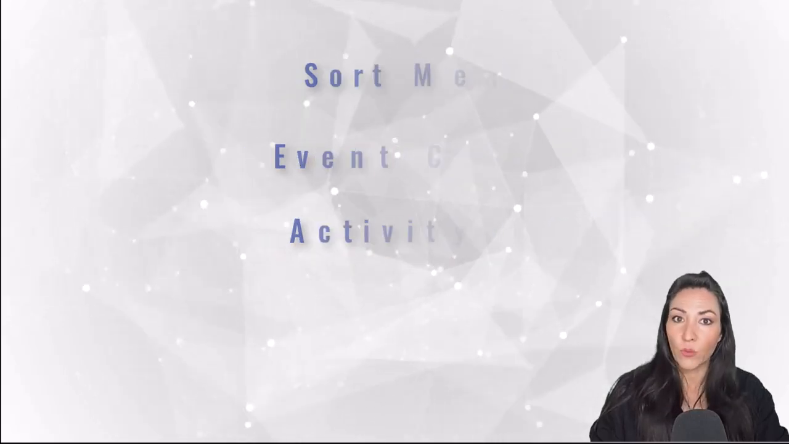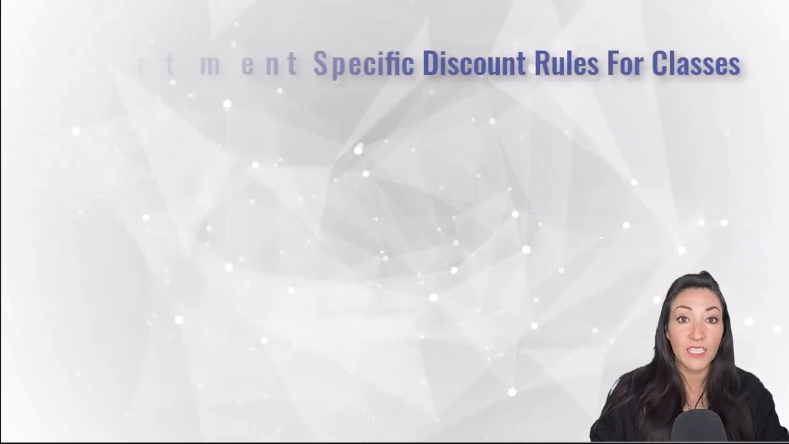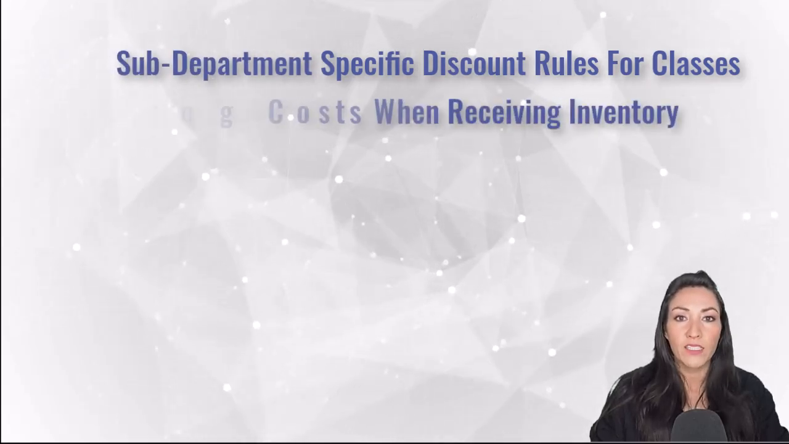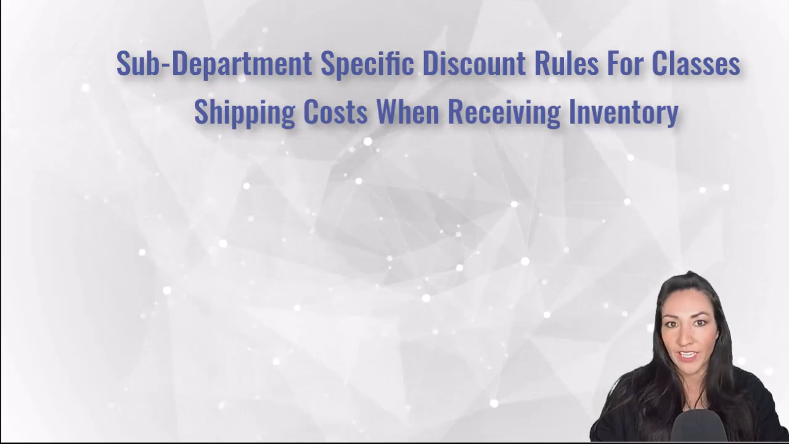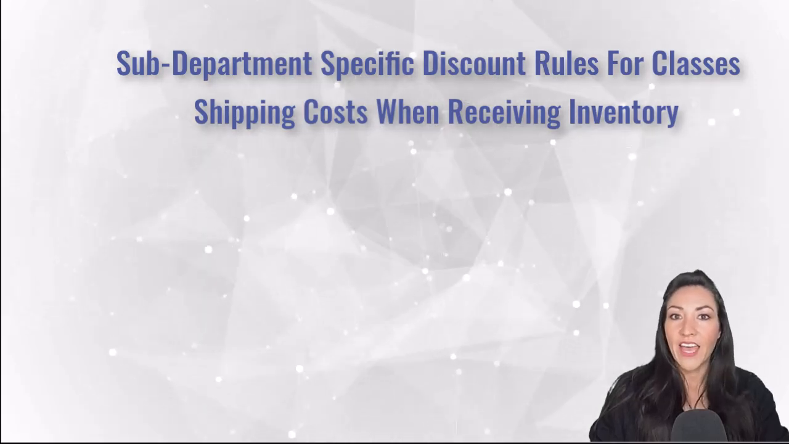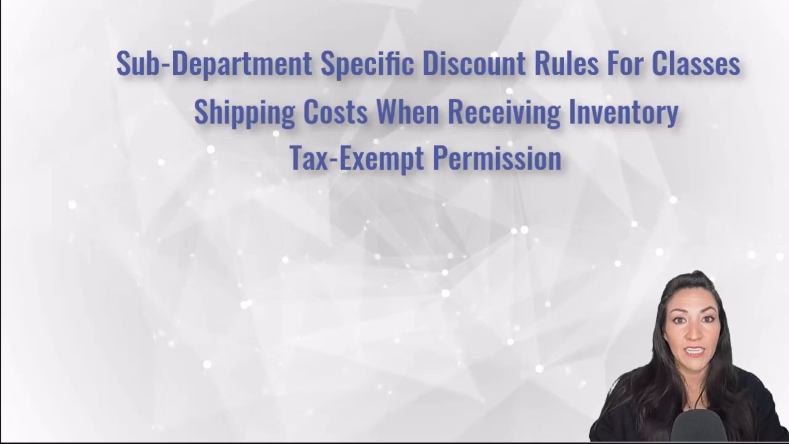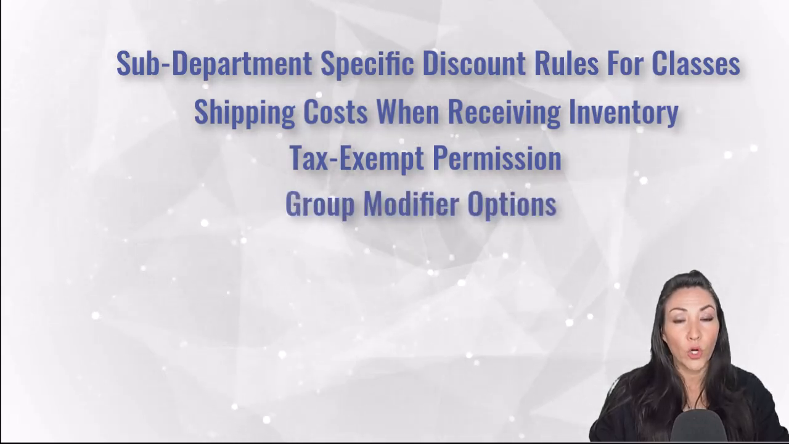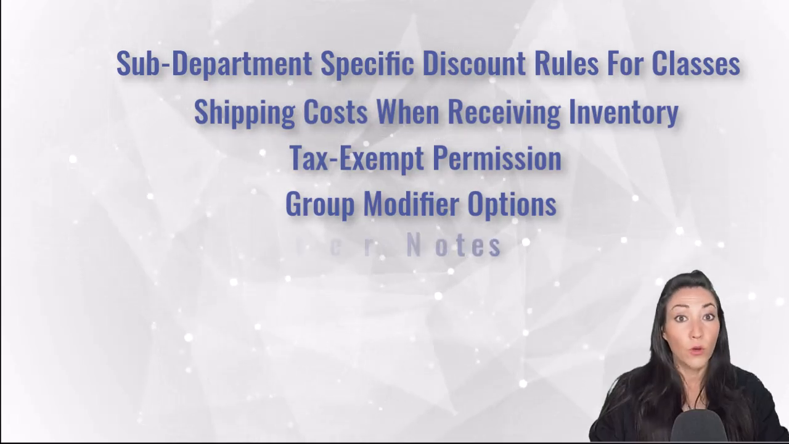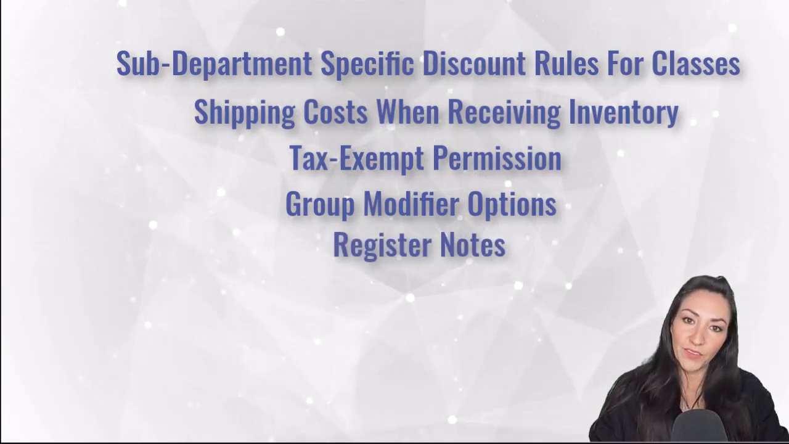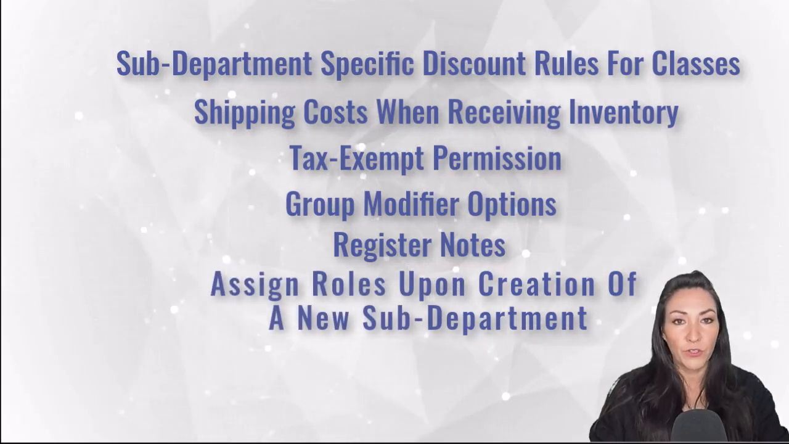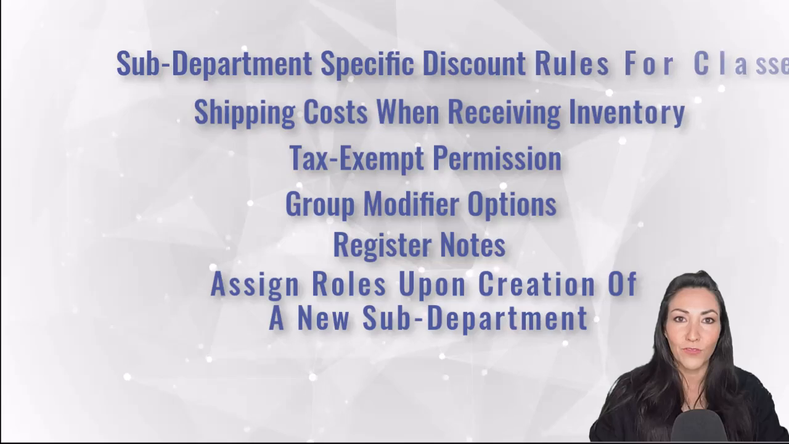Also, in settings, we have created sub-department specific discount rules for classes, incorporated shipping costs when receiving inventory that is prorated, and then tax exempt permissions in the register. We've also added additional options for group modifiers, notes that can be displayed in the register, and lastly, the option to assign roles upon creation of a new subdepartment. So, lots of new and exciting things.